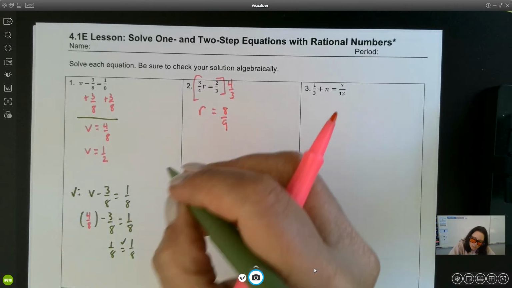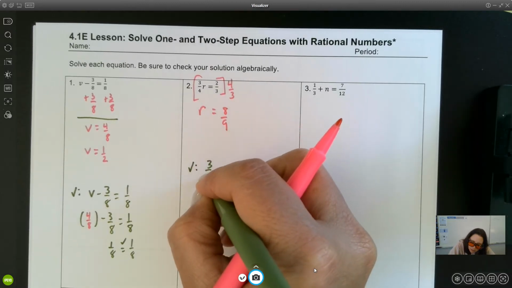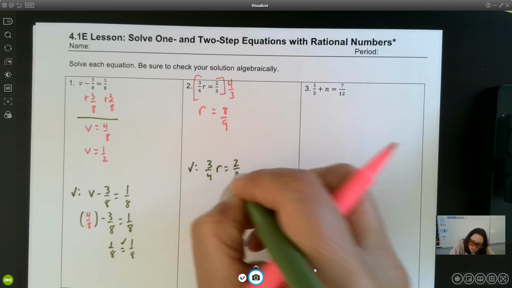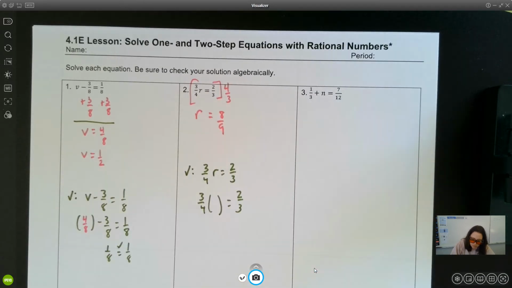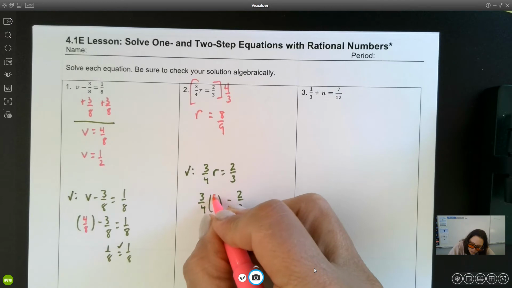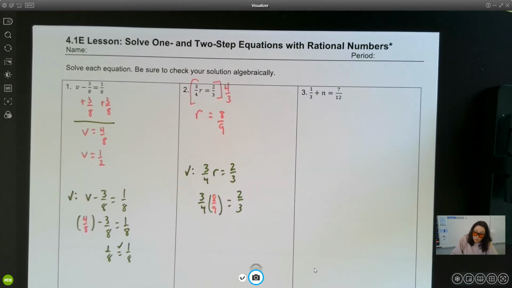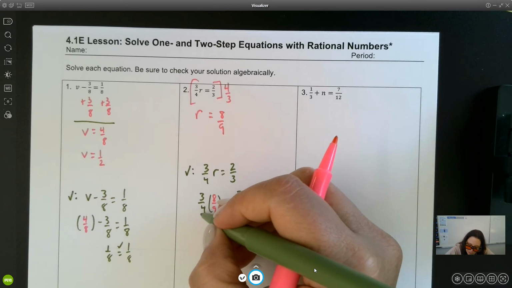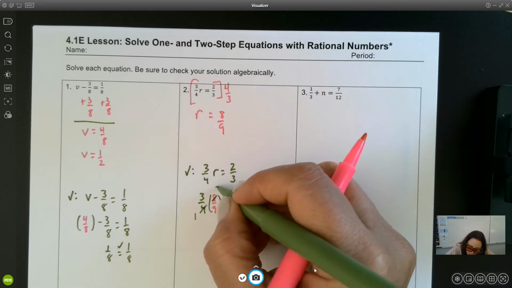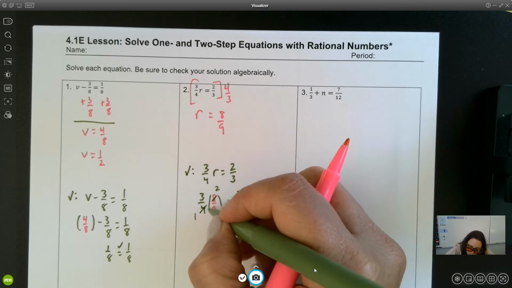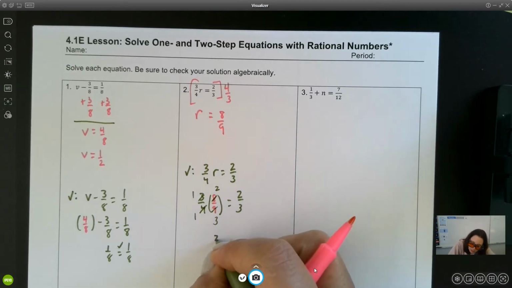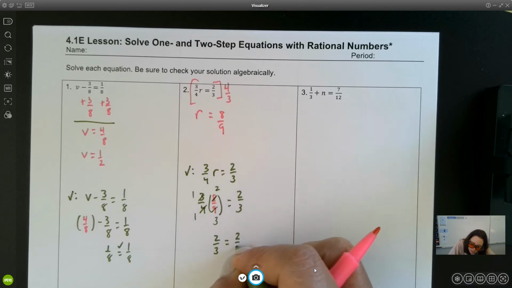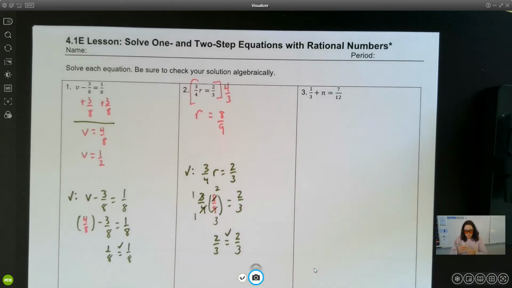Okay, so let's go ahead and do a check. 3/4 r equals 2/3. 3/4 times parentheses equals 2/3. Let's throw in the 8/9 right here. I can do some cross canceling. This 4 and this 8 goes 1 time, 2 times. The 3 and the 9 goes 1 time, 3 times. Do you see that 1 times 2 and 1 times 3? We get 2/3 on this side. 2/3 does in fact equal 2/3.